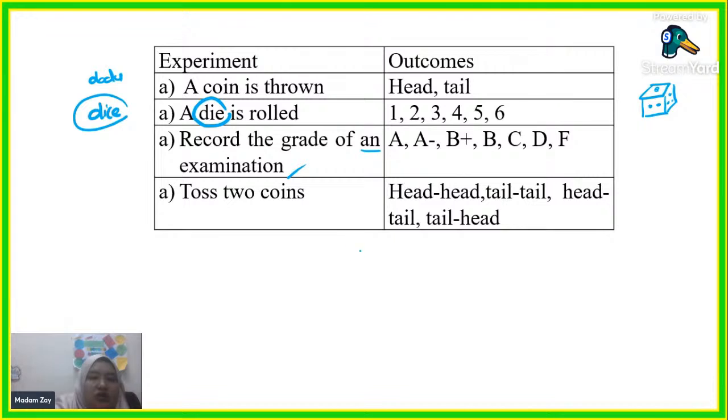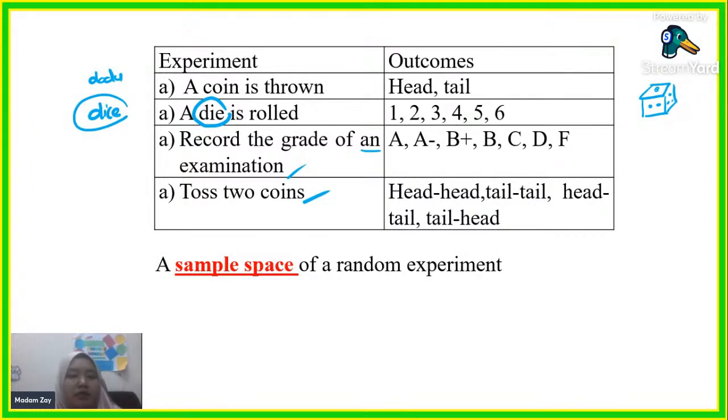And then toss 2 coins. If we have 2 coins, there may be not only head and tail outcome. If I throw the first coin, I get head, and then the second coin, I can get head or tail. The first coin also can get tail, and the second coin can get head or tail. So that's why we have four possible outcomes: both head, both tail, one head one tail, or one tail one head. These are the outcomes when we toss two coins.